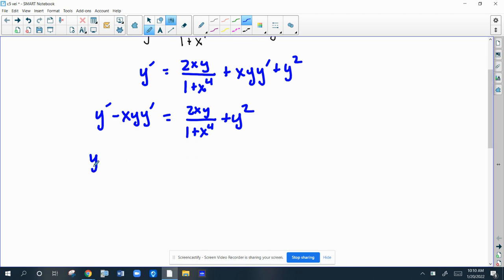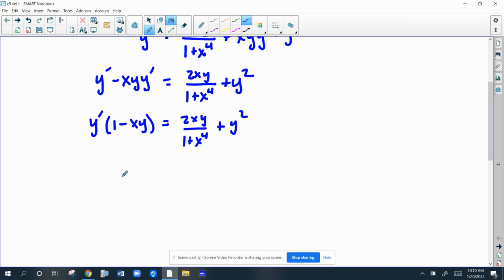So I'm going to factor out my y prime. And then divide. Thing is, if you just divide it, I'm going to have this huge complex fraction. So I'm going to look at it this way. Instead of dividing, I'm going to multiply by 1 over 1 minus xy. Instead of dividing it, I'm going to multiply by this, just because that will eliminate the big complex fraction that's going to happen.